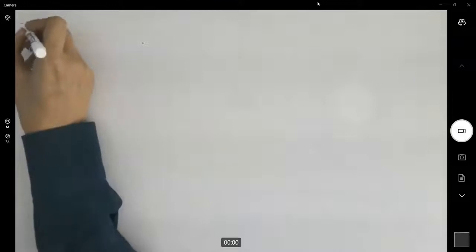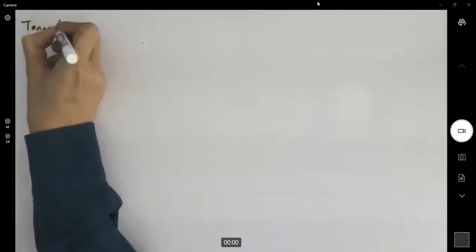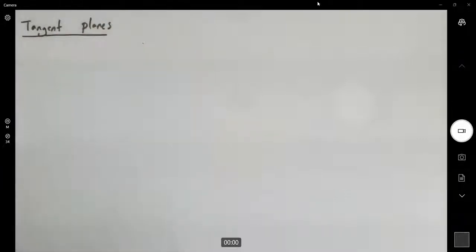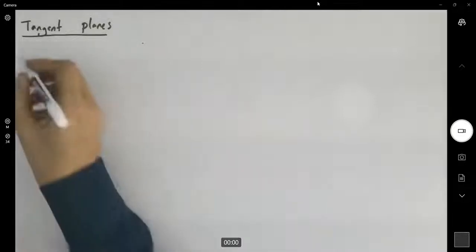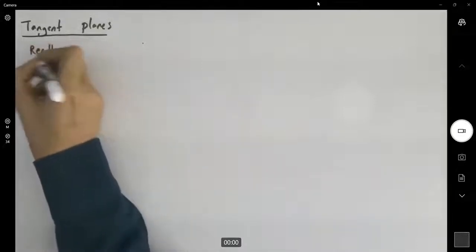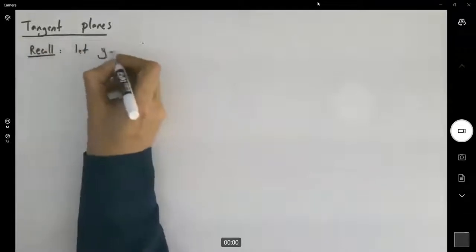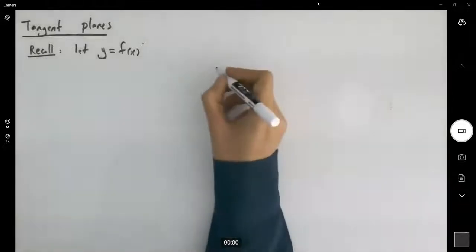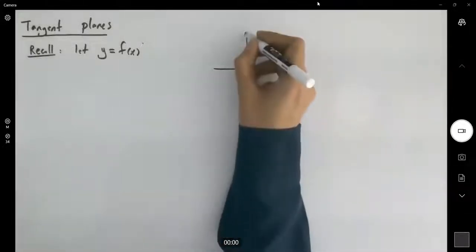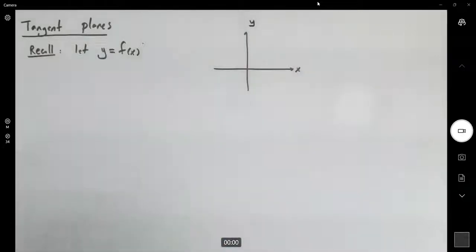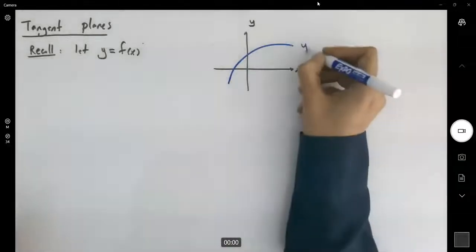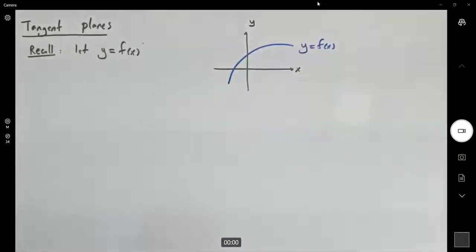Let us introduce tangent planes. Suppose you have a function. We're going back to elementary calculus. Let y be f of x. Suppose you have your function here, x-axis, y-axis, and here's your function, y equals f of x.